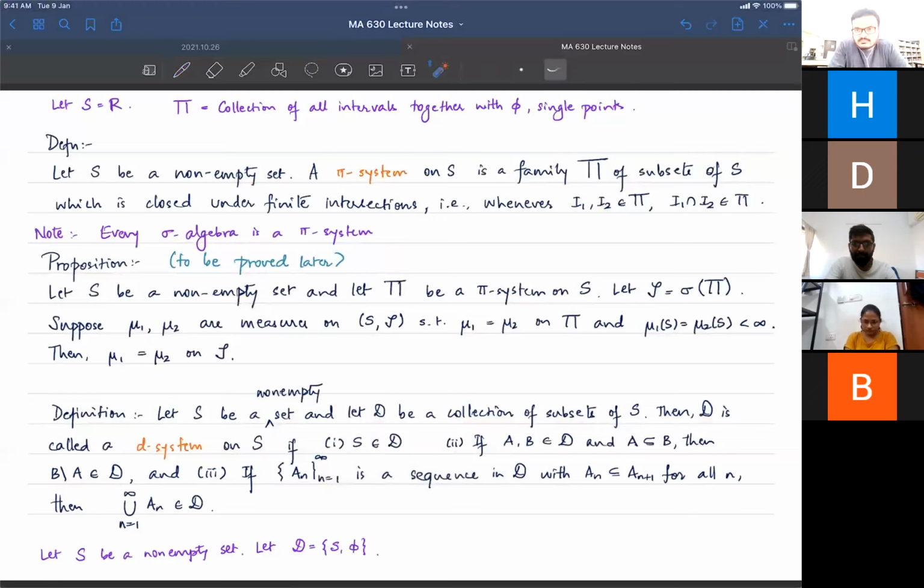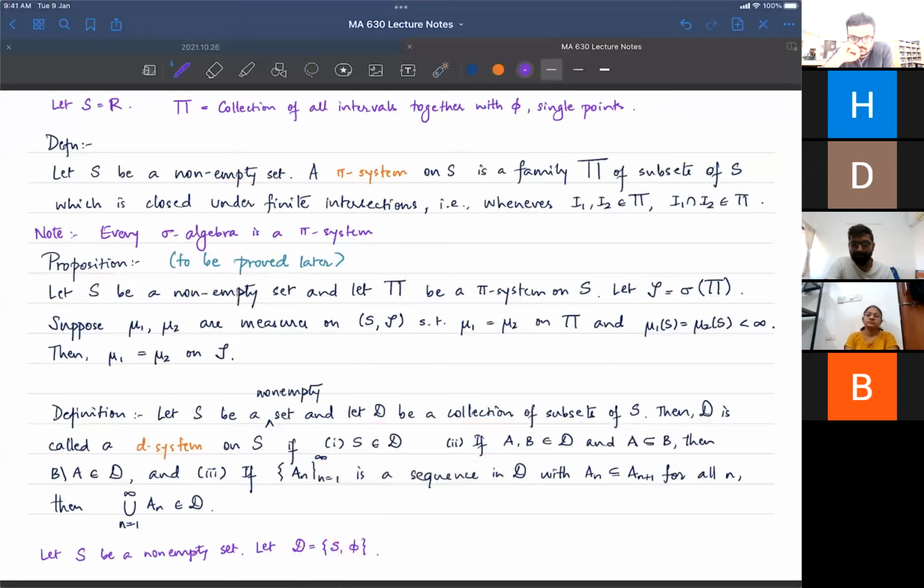The first condition is that S should belong to D. Check, S is there. The second condition is if A and B belong to D and A is sitting inside B, then B minus A must belong to D. So suppose I take A to be S and B to be the empty set. Then the requirement is that the difference, which is S, should be in the family, which it is. Suppose I interchange the roles of A and B, same thing. Suppose I take A to be S and B to be S.